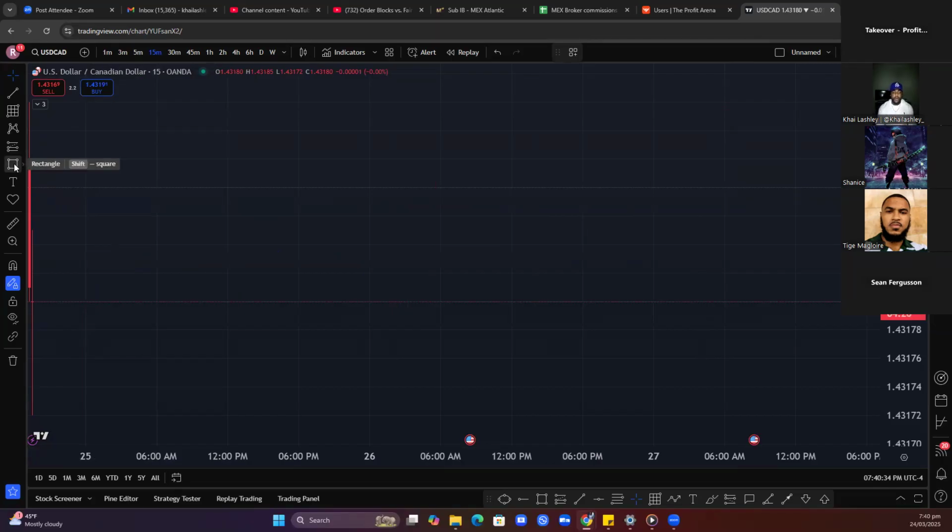So now we're going to talk order blocks, because when it comes to order blocks, you want to know what the high probability order blocks are. What's the order block that, when price reaches that particular area, it is highly probable that price is going to react and push in the direction that they want it to go.